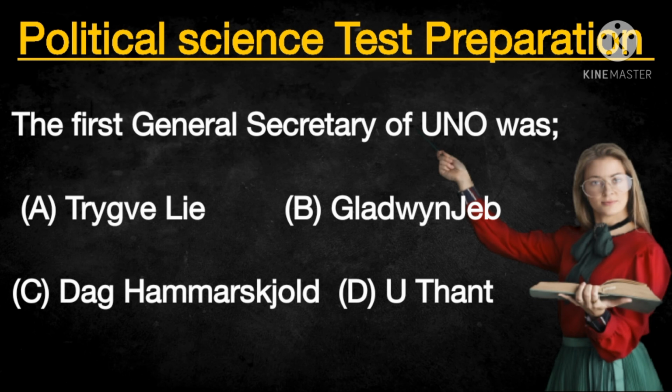Question: The first General Secretary of UNO was A. Trygve, B. Gladwyn Jebb, C. Dag Hammarskjöld, D. U Thant. Its correct answer option A, Trygve.